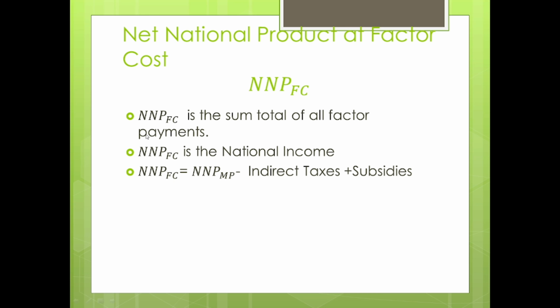Right friends, so that's all for today. We have seen, and remember, NNP at factor cost is also known as national income. So you have seen what national income is, its concept, and its aggregates. We have seen GDP at market price, GNP at market price, NDP at market price, NNP at market price, and finally NNP at factor cost. That's all for this video. We will come again with another video where we will discuss how to go about the computation with some numerical problems. That's all for today.